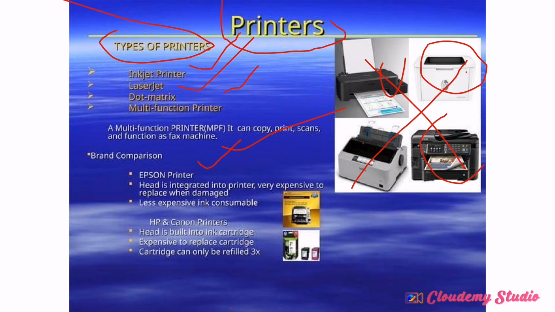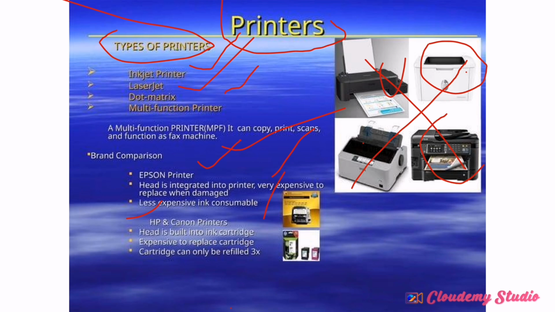Head is integrated into the printer, very expensive to replace when damaged. So less expensive ink consumable. Okay, then we have the HP brand and the Canon printers. Head is built into the ink cartridges, expensive to replace. Cartridge can only be refilled 3 times. Okay, so here they're just explaining the brand comparisons.